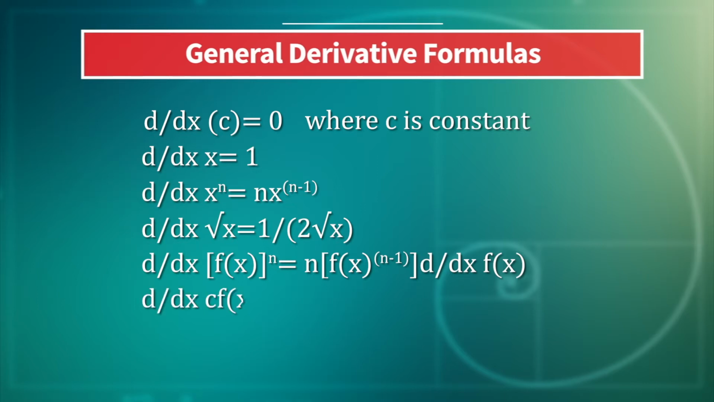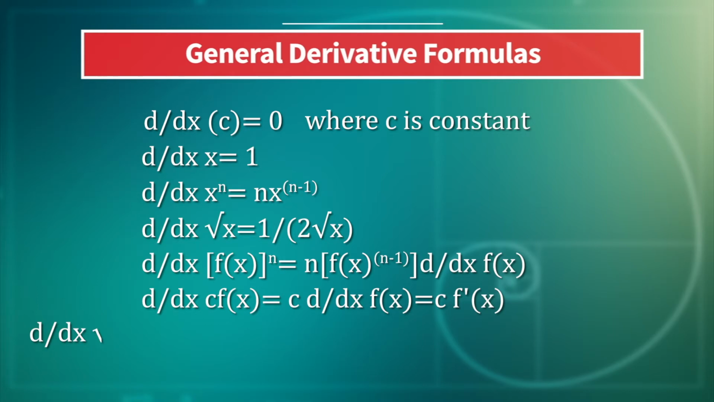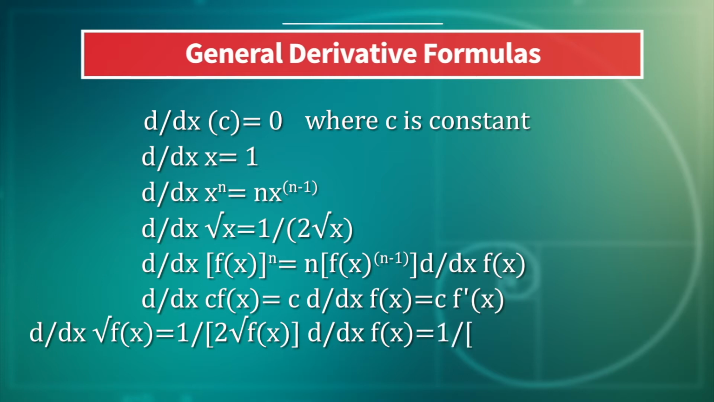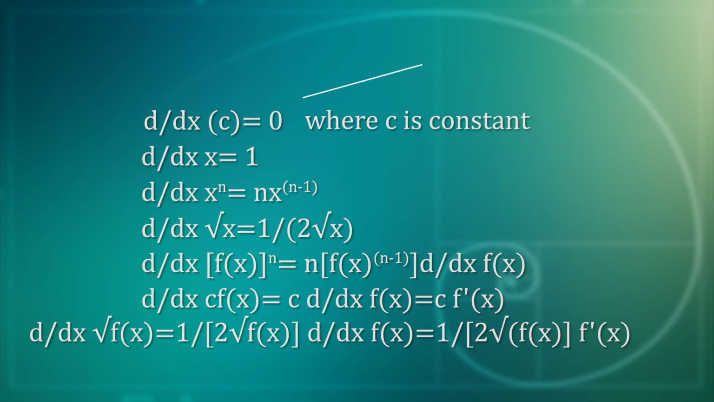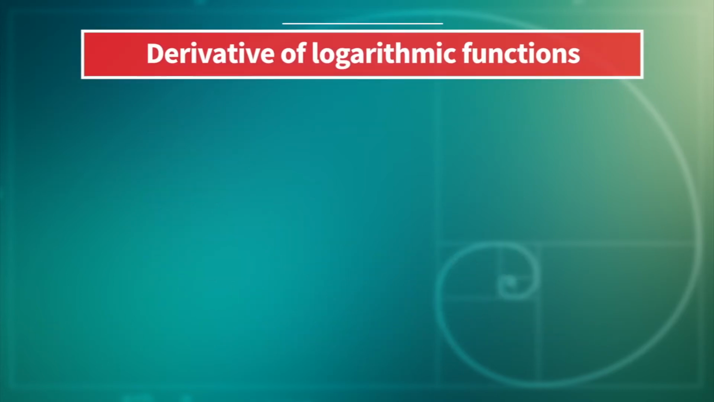d by dx of c into f(x) is equal to c into d by dx of f(x), which is equal to c into f dash x. d by dx of square root of f(x) is equal to 1 upon 2 root f(x) into d by dx of f(x), which is equal to 1 upon 2 root f(x) into f dash x. Now we will look at derivative of logarithmic functions.